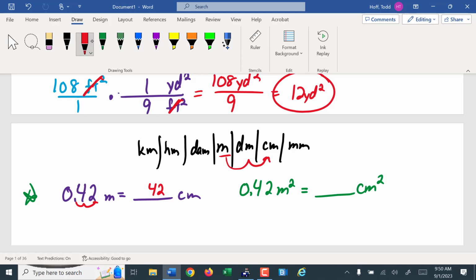So on the chart, from meters to centimeters is 2 spots. But since it's squared units, it's meters squared to centimeters squared, the decimal has to move 4 spots. So I'll write it down here so we've got room to move it. We move 1, 2. We have to add a 0 to go 3 and another 0 to go 4. That's 4,200 centimeters squared.